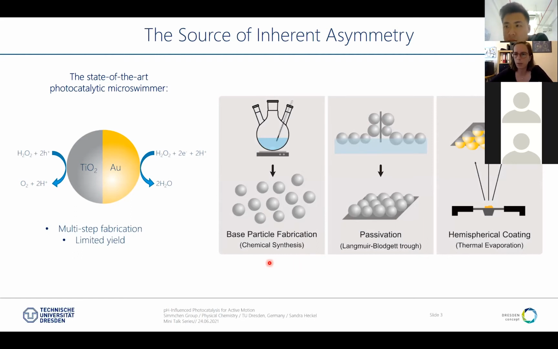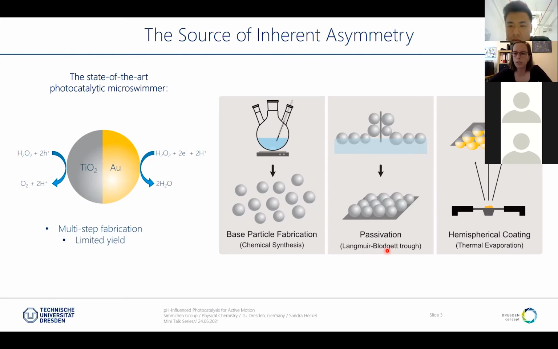And then if you are happy, if they are fairly monodispersed, then you would somehow passivate one hemisphere of the particles to later, in the 3rd step, coat the other hemisphere to get a Janus particle after all. And this passivation step is very crucial. For one, the monolayer you make there, for example, by Langmuir-Blodgett methods, needs to be very even. And on the other hand, it cannot be infinitely large.